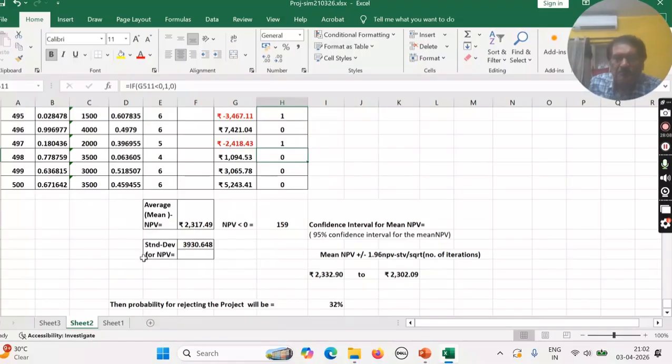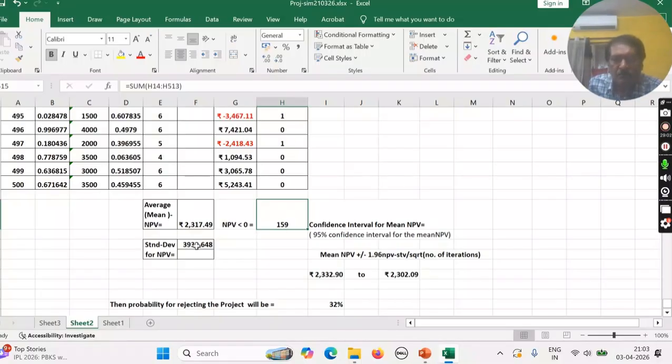After doing that, this is the calculation for average, or you can say mean NPV. What is the formula? It is equal to AVERAGE G14 to G513. What is G? This is the NPV and this is the average formula. You need not divide. Average means the sum total of all the values divided by n. That means 2317.49. This is the average. And NPV less than 0 is counted here. This is the formula for counting the negative values of NPV. In this case, 159.